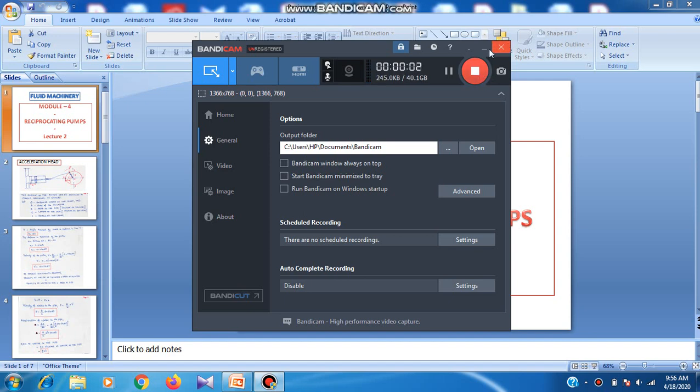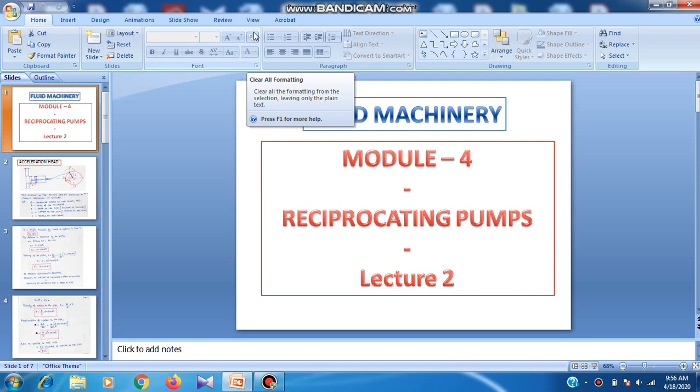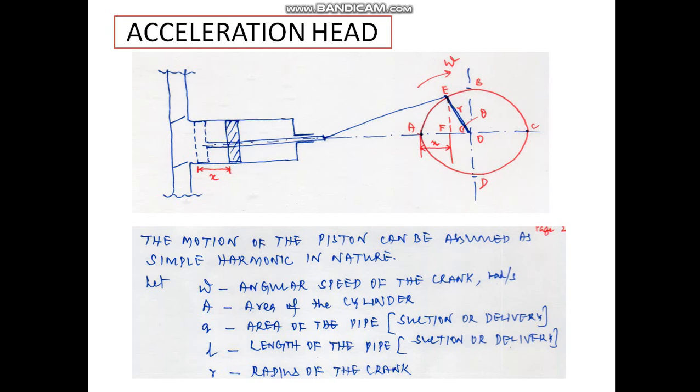Hi all. Our last class was based on the fundamentals of reciprocating pumps, and today we shall discuss the acceleration head. The piston is moving to and fro inside the cylinder of a reciprocating pump. So the piston is under acceleration and retardation, and the flow of water to the cylinder is by the movement of the piston. So any change in velocity of the piston, that is acceleration or retardation of the piston, will affect the flow of water through the suction and delivery pipes. So that imparts a head, a pressure head. It is called the acceleration head.